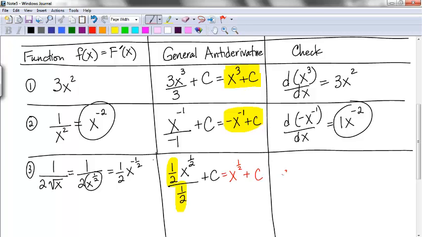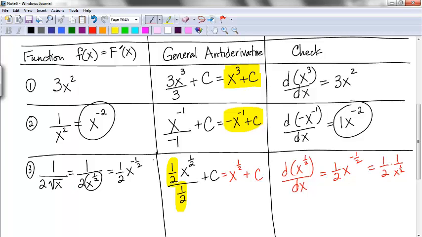And if you check it, the derivative of x to the 1/2 with respect to x: you'd multiply 1/2 times the number in front, and you would depress that exponent by 1. And that is the same as 1/2. If you move that down, 1 over x to the 1/2, and that's the same as what we started with.